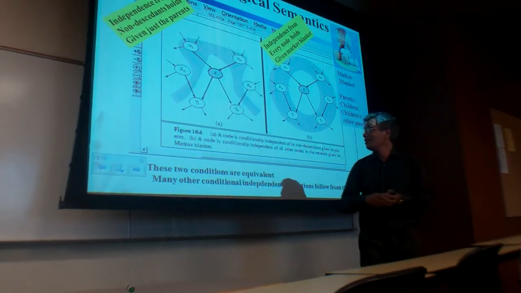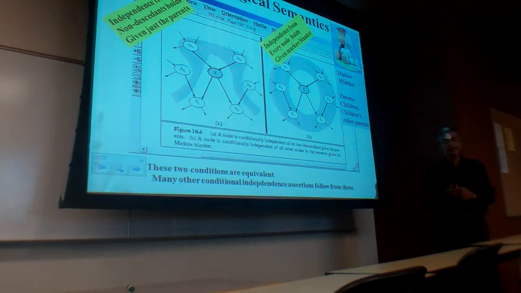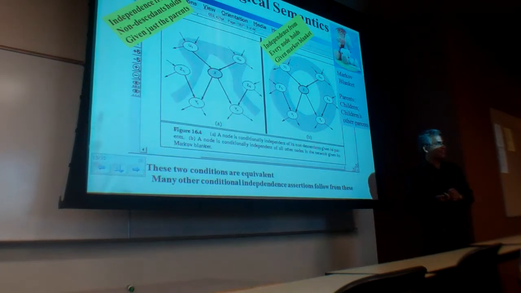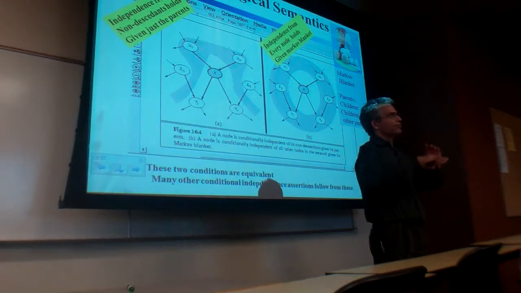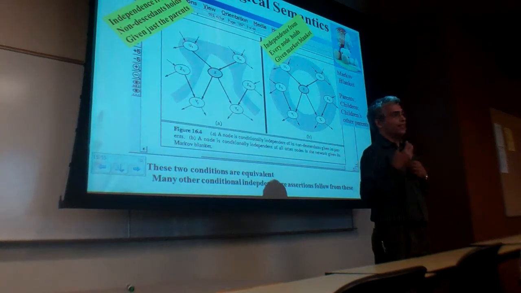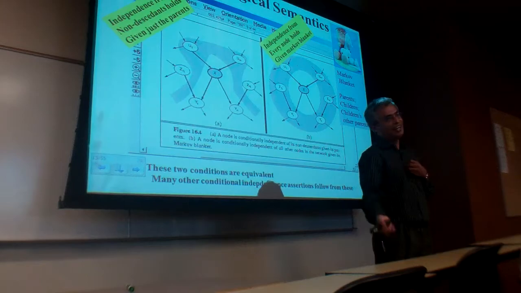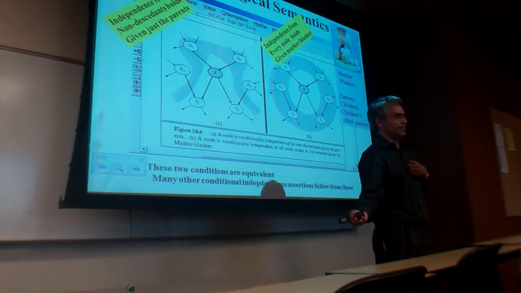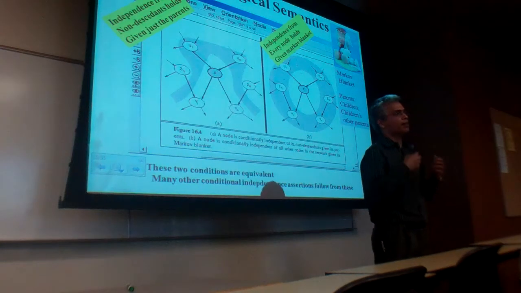Now what's a blanket? Blanket certainly includes the parents, it includes the children, and it includes the other parents of the children. Sort of a, what is this, the modern family kind of a thing. Okay, it includes your parents and your children and your children's other parents. Okay, and that's your Markov blanket.